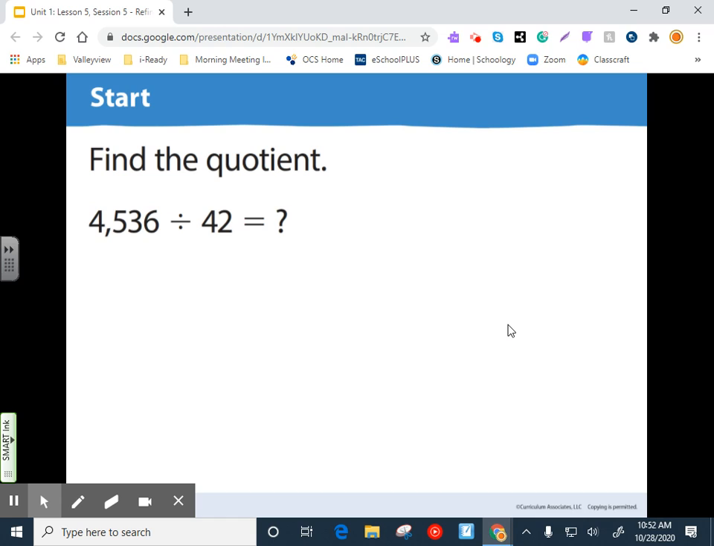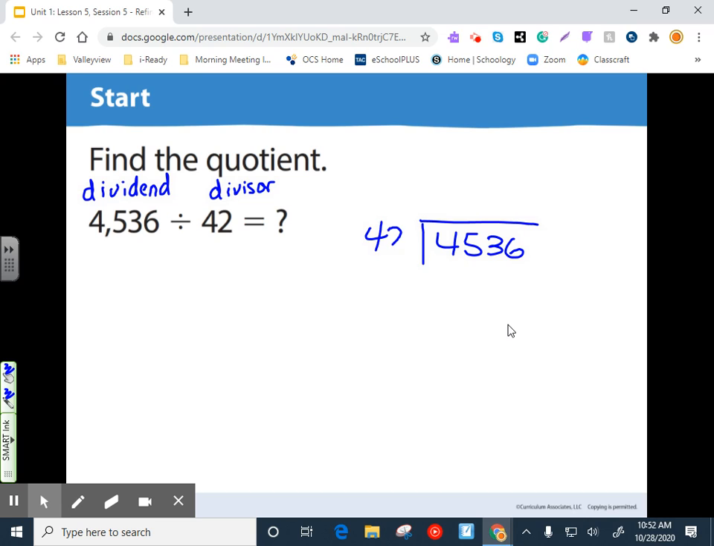All right, for the warm-up, we're given this problem, 4,536 divided by 42. So again, just to review, that first number in a division problem is a dividend, or it's what's being divided. So we put that in here. The second number is the divisor. It's a number that's actually dividing up the dividend. So we put that outside of our problem.